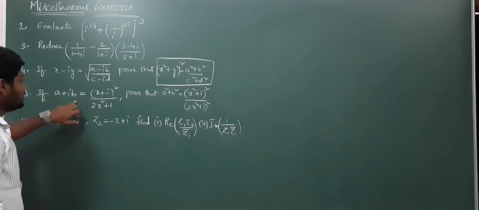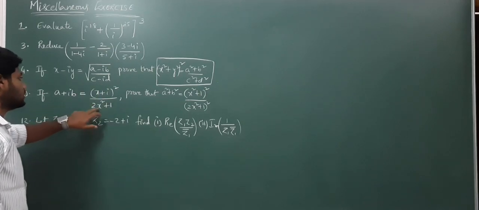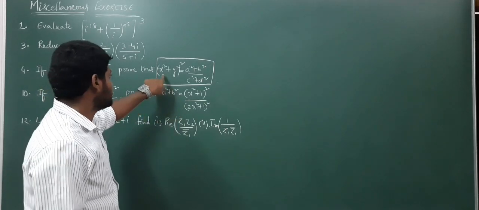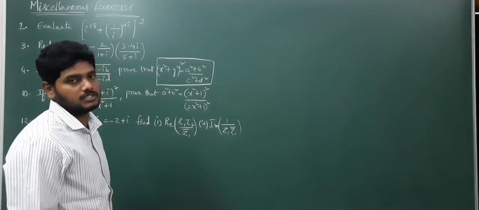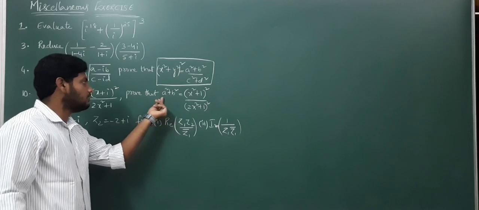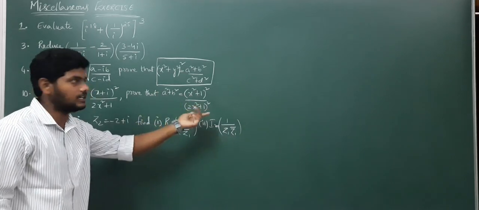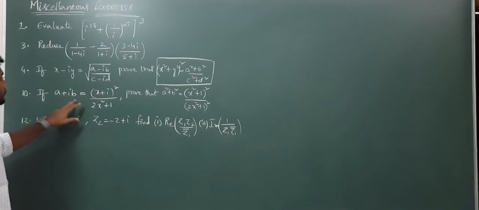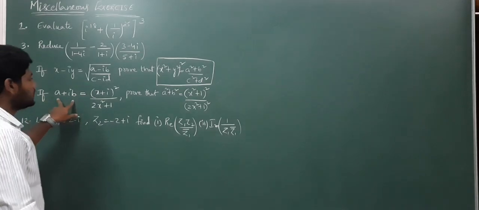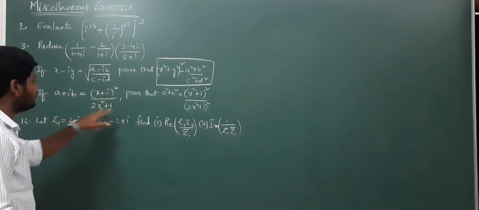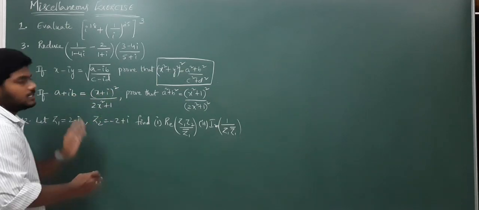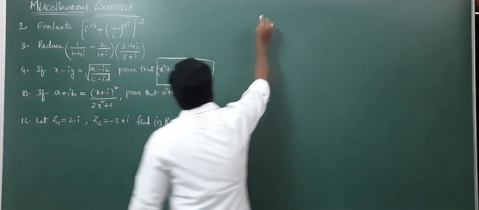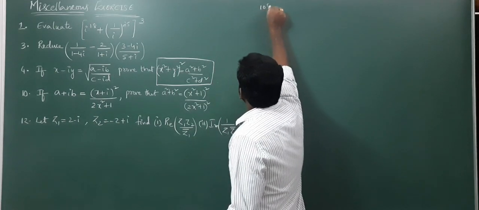If a plus ib is equal to x plus i whole square by 2x square plus 1, prove that a square plus b square. Here x square plus y square, here a square plus b square. So we need to find a value and b value, substitute here, we will get that RHS. So to find that, first of all, a plus ib. So here complex number form. This RHS also, if we convert into a plus ib form, so equate a and equate b, those two you need to substitute. Very simplest one, that one.